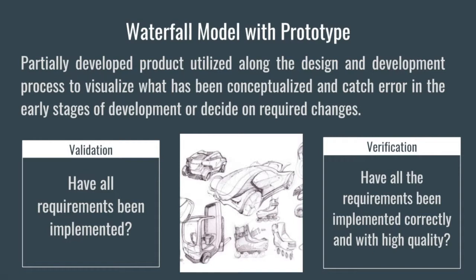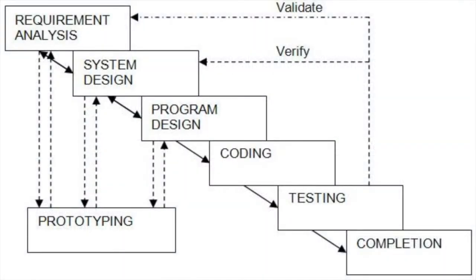Once we have our prototype in our hand, we need to be able to validate and verify what we're trying to achieve. So on the validation side, we have to ask ourselves if all the requirements have been implemented, and then on verification, we have to figure out if all the requirements have been implemented correctly and with high quality. This is more or less how the waterfall model with a prototype would look.